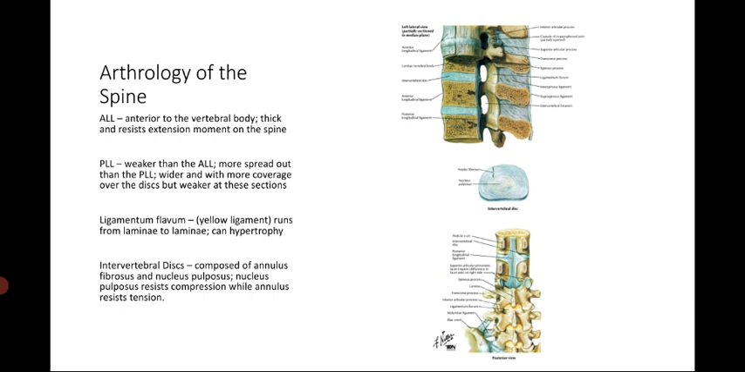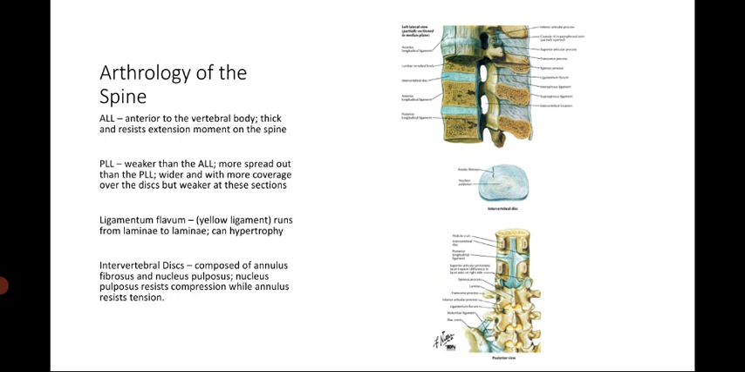Now for the arthrology of the spine, you have several structures. You have the ALL, the PLL, the ligamentum flavum or the yellow ligament, and the intervertebral discs. The ALL is found anterior to the vertebral body. It is thick and resists extension movement of the spine, so it's thicker compared to the PLL. The PLL is more spread out than the ALL. It's wider and has more coverage over the discs, but it's weaker at the disc sections.